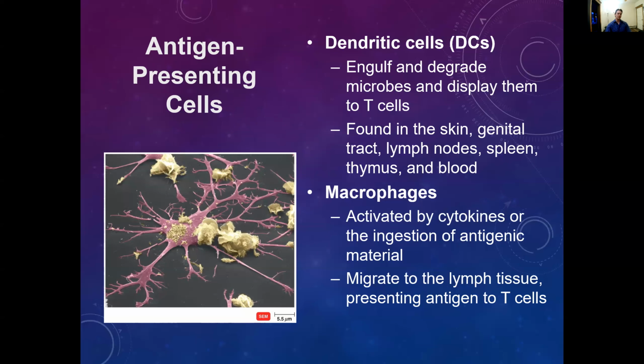Also, what I want you guys to know about these dendritic cells is, again, that they are the most important type of antigen-presenting cells, and their structure makes them look like they have the dendrites of nerve cells, and that's where they get the name from. Another cell that you have to be aware of here is macrophages. These are activated by cytokines or the ingestion of antigenic material, and they migrate to the lymph tissue presenting antigen to the T cells.